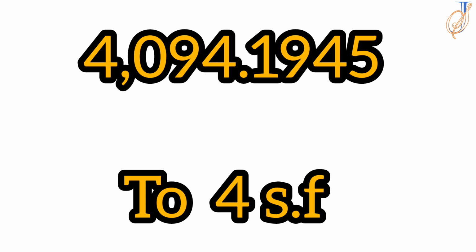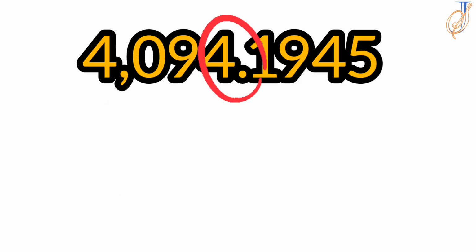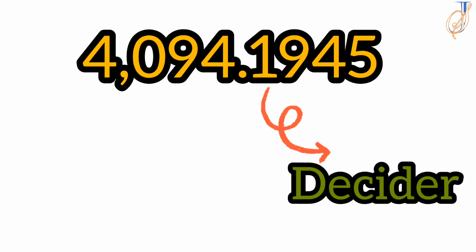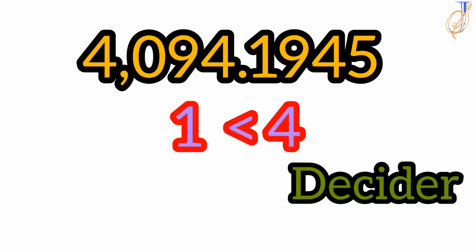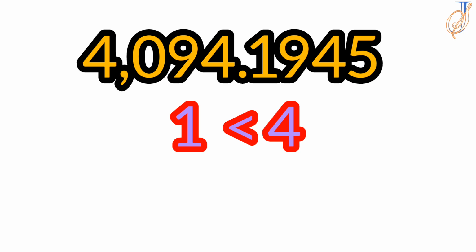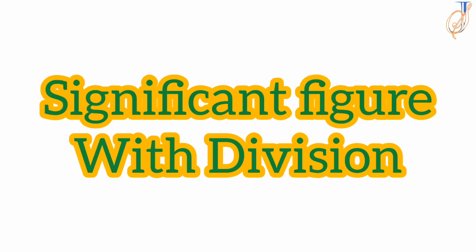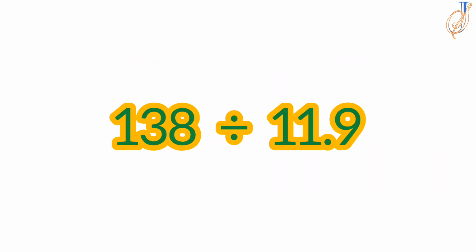For that you have to count from left to right. So after counting 1, 2, 3, 4, the number 4 is the one you have to round up or down. We can call this the last digit. To figure that out, you have to look at the next number. The number 1 you can call the decider. Here our decider is less than 5. That means you keep the last digit the same. The final result is 4094.